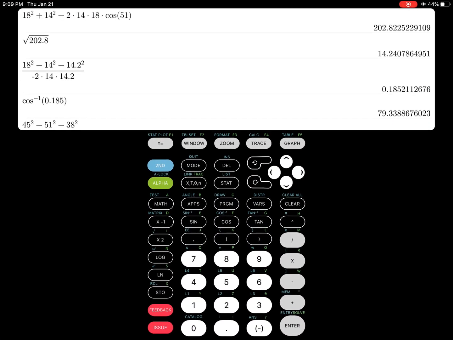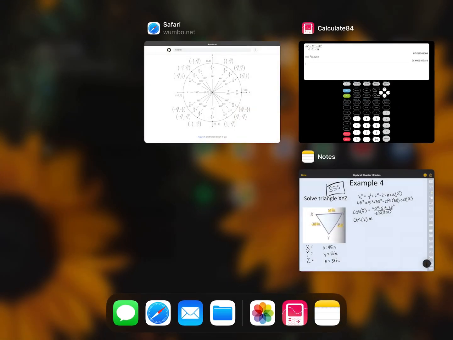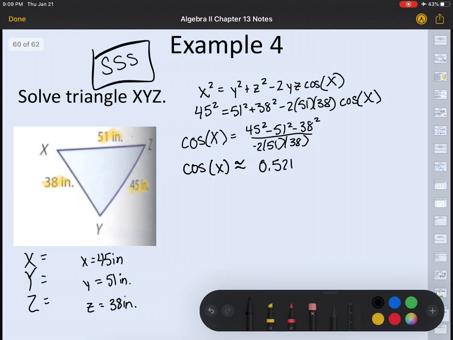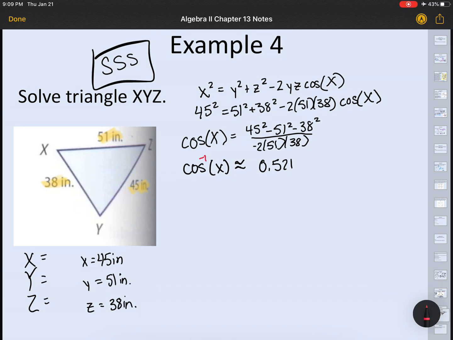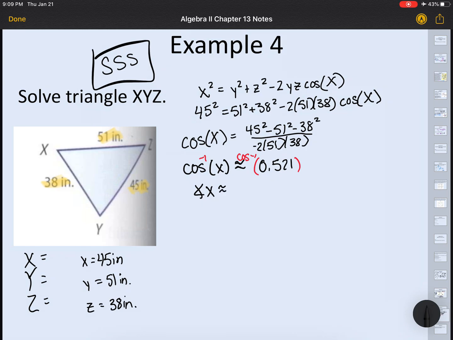So that was of 0.521, and we took the inverse of that, cosine inverse on both sides. And we got angle x to be 58.6 degrees. All right. And now we're going to do the same for angle y.